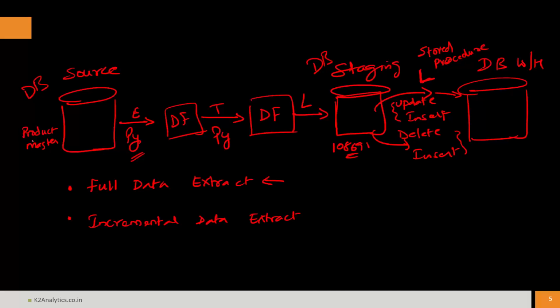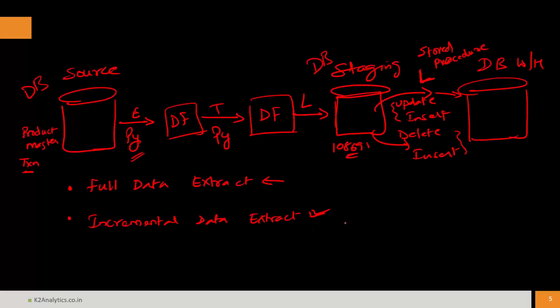Okay, so that's how. However, if it is a transaction table, you cannot do full data extract. You have to do incremental data extract only. Because when it is transaction data, the main table may have millions of records, and each day you may have thousands of new records being inserted. So you cannot extract full data from a transaction table. So you have to always do incremental.